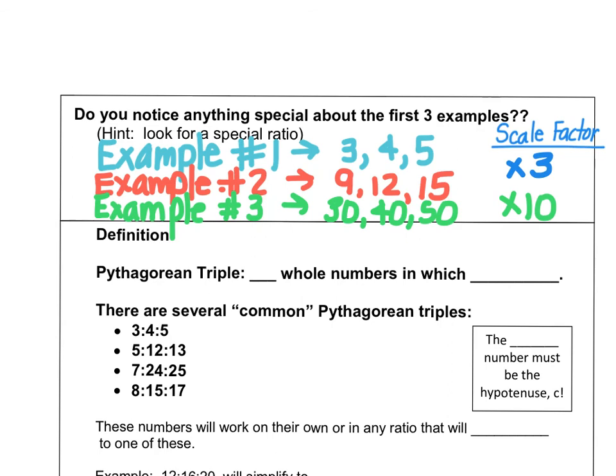So let's talk about those Pythagorean triples. The definition of a Pythagorean triple is 3 whole numbers in which a squared plus b squared equals c squared. There are several common Pythagorean triples listed below. Now what I want you to remember is the largest number must be the hypotenuse c.